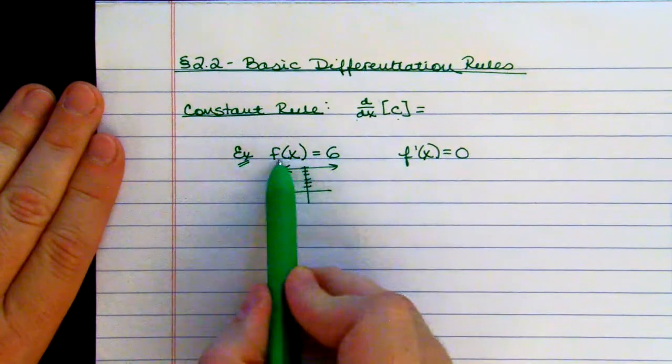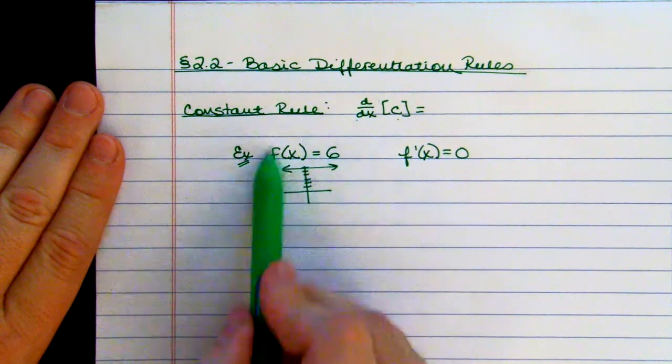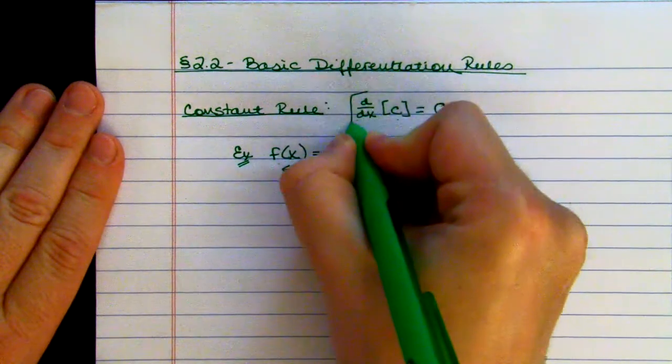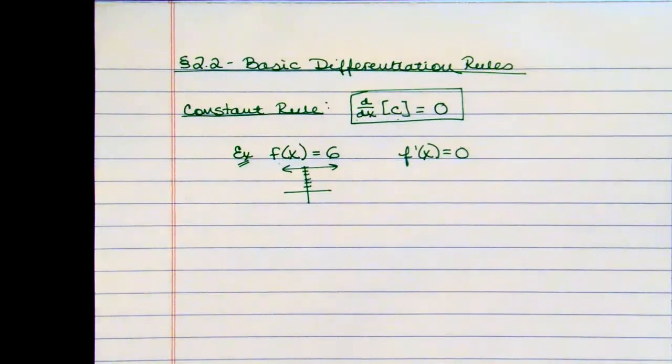It wouldn't change if I made this f of x equals 5 or f of x equals negative 3 or whatever. The derivative of any constant is 0. And that's our first basic differentiation rule. Derivative of any constant is 0.